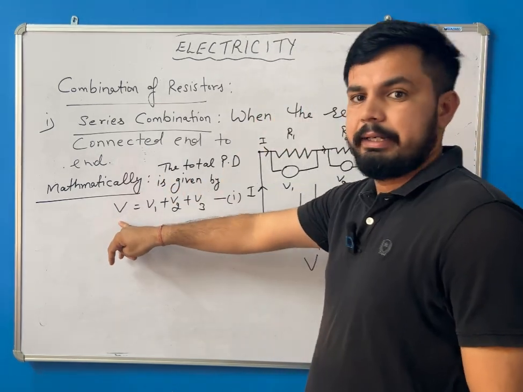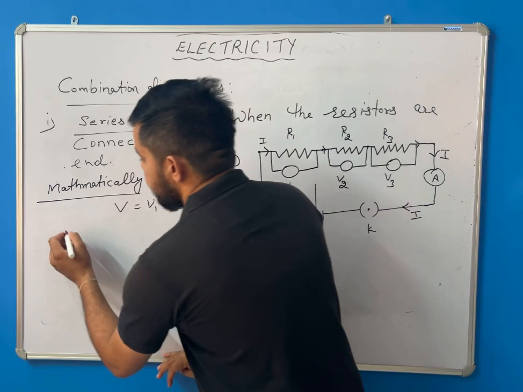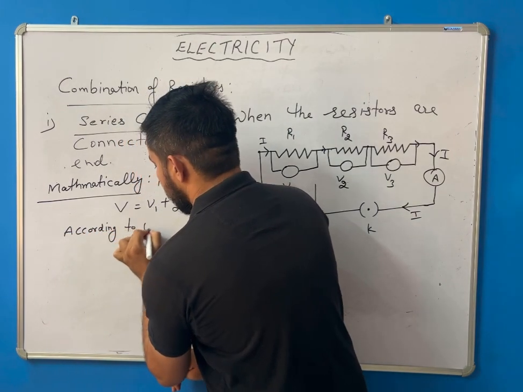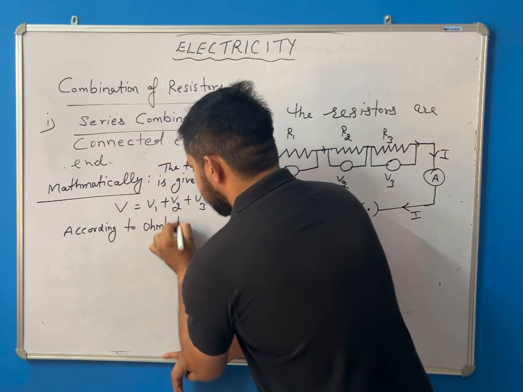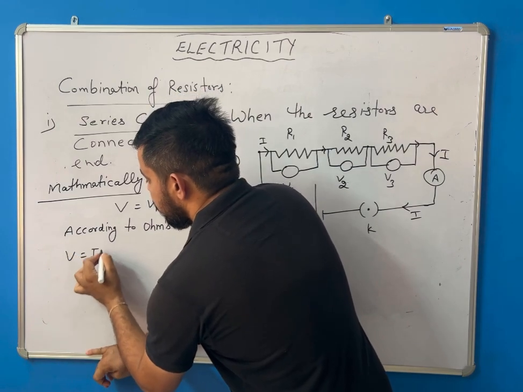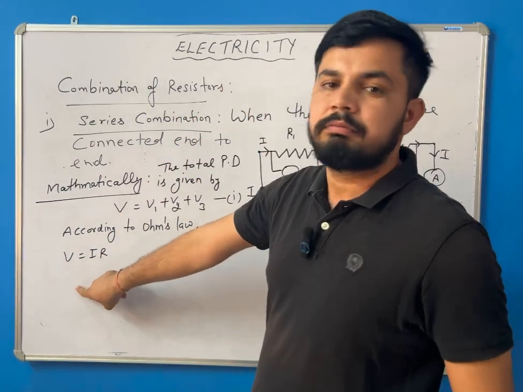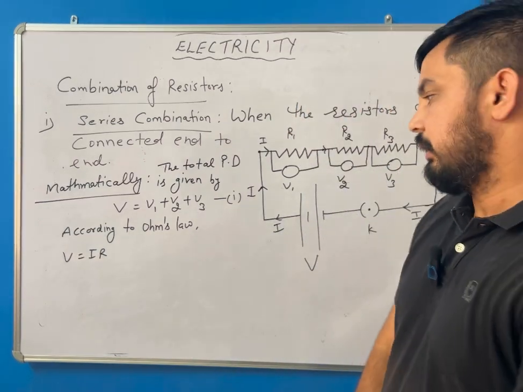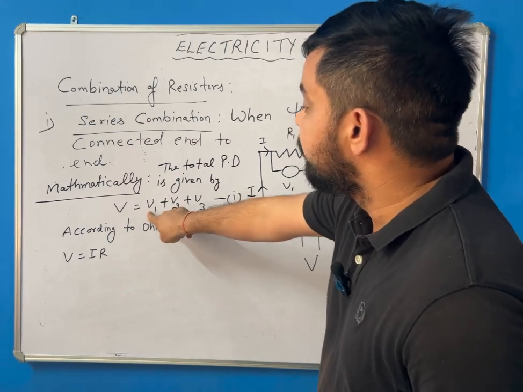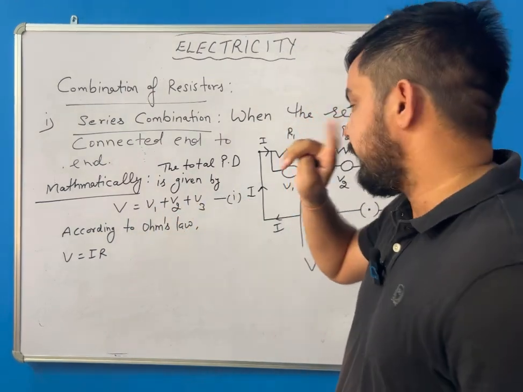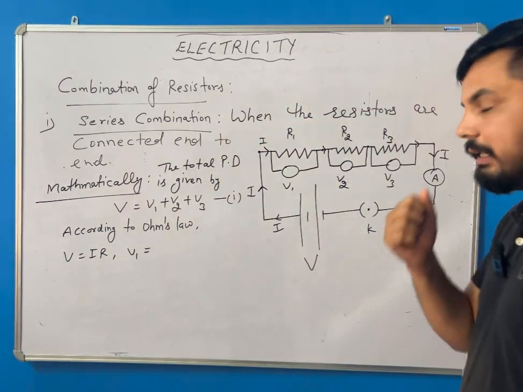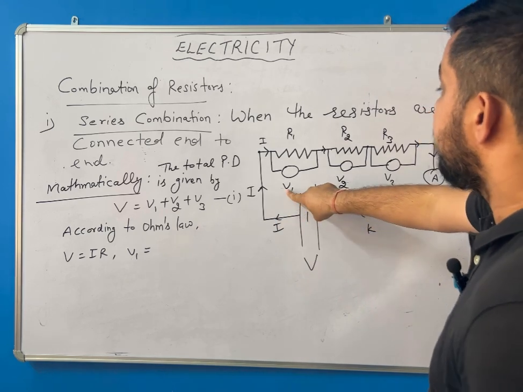Okay, fine. Now let's see. If we apply Ohm's law here, according to Ohm's law, V is equal to IR. We already discussed that V is equal to IR according to Ohm's law. Now, we also have to find the values of V1, V2 and V3. So to find the potential V1, let's see in the diagram. Where is V1? That one, V1.